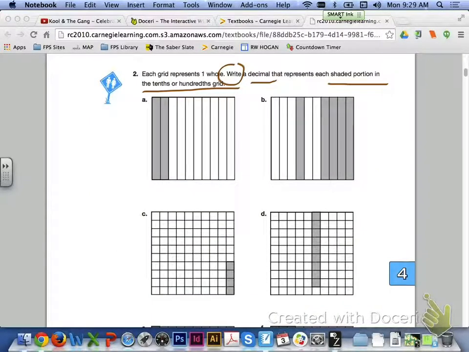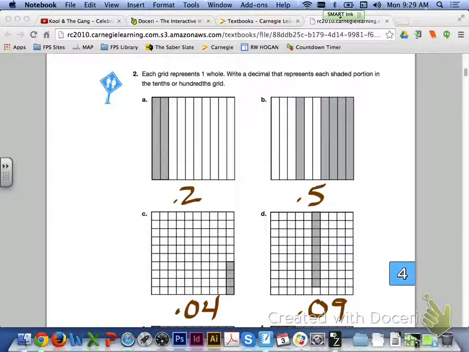So let's turn to the top of page 229 and take a look at number 2. We are going to practice now using some tenths and hundredths grids to show what some decimals can look like. So what I would like you to do is write a decimal that represents each shaded portion in the tenths or hundredths grid. Go ahead and do letters A, B, C, and D with your group members.